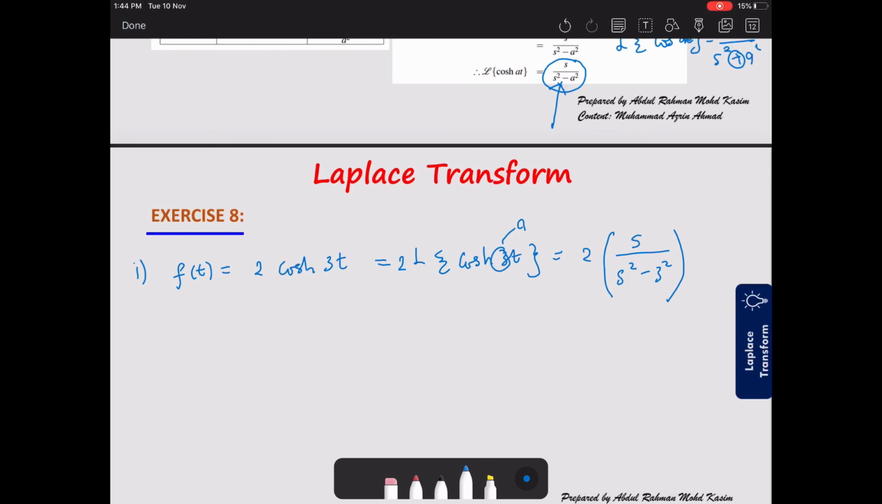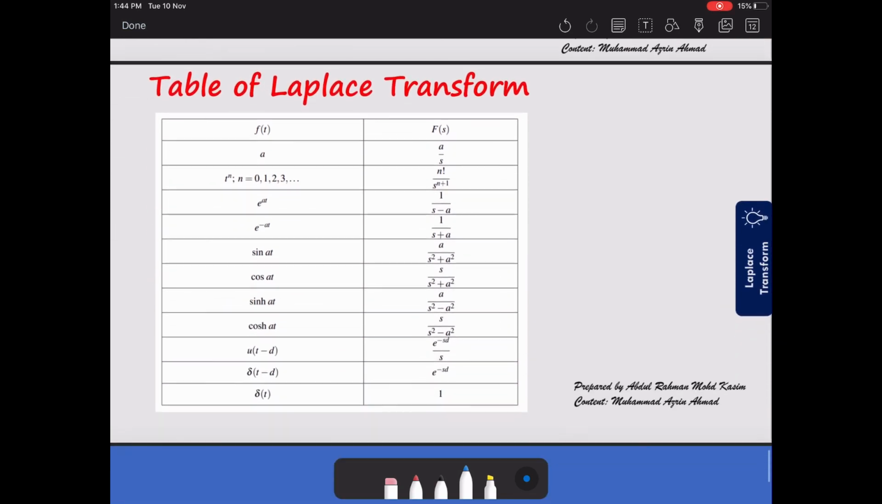You can create your own question and ask yourself whether the answer that you put is correct or not, because it's only by the definitions. And then finally, we can make a summary in the table of the Laplace transform.